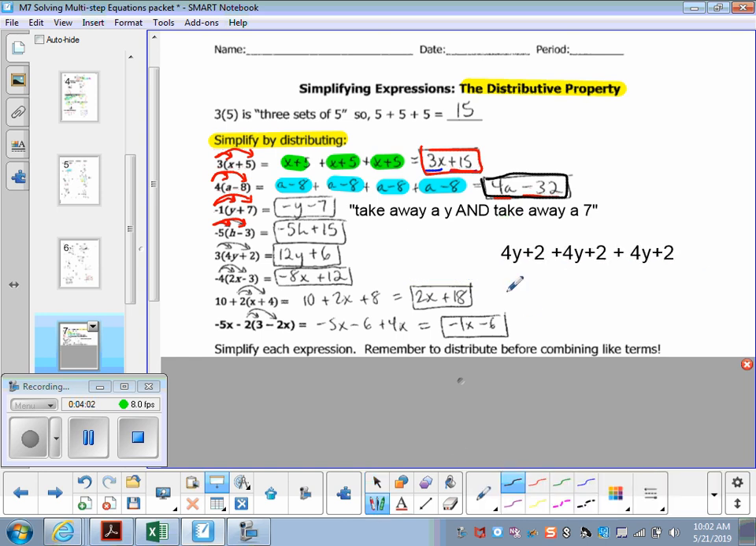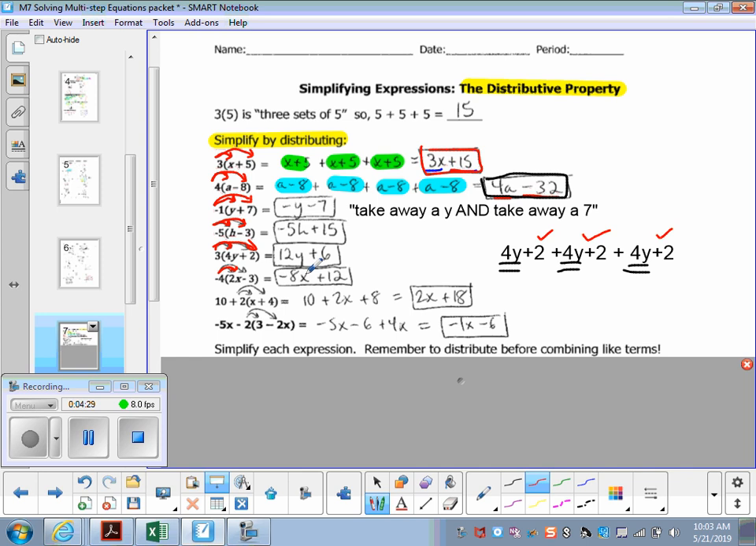So when I combine like terms, I've got 4 plus 4 plus 4. I have 3 sets of my 4y. So right here with the shortcut, 3 sets of 4y is 12y. And now 3 sets of the 2, 3 times 2 would be 6. And there's the 2, 4, 6.